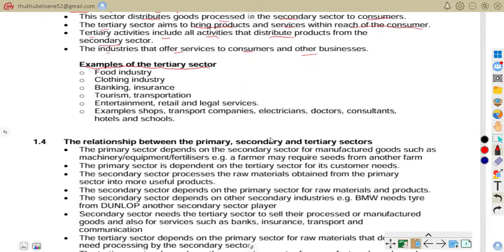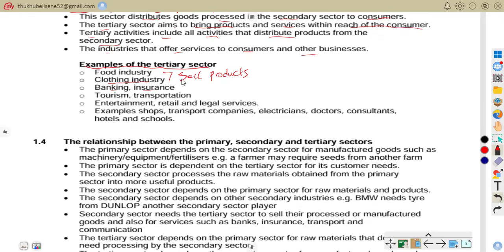Examples of the tertiary sector. It talks about the food industry. We also have the clothing industry. So food and clothing industries, we know they do what? They sell products. Then we have banking and insurance.